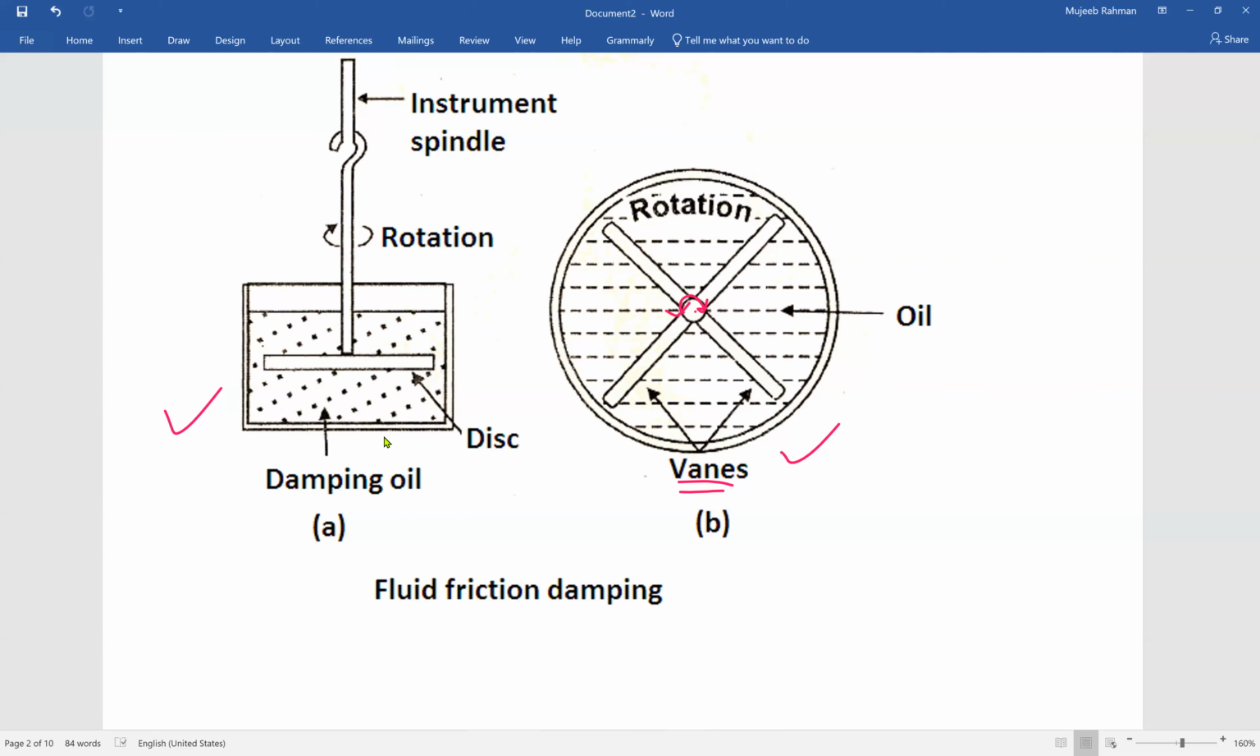This method is not very common because of the presence of oil inside, plus the positioning of this type of instrument is also very important. It cannot be used for panel board instruments and so on, or this type of instrument has to be used in a particular orientation only.